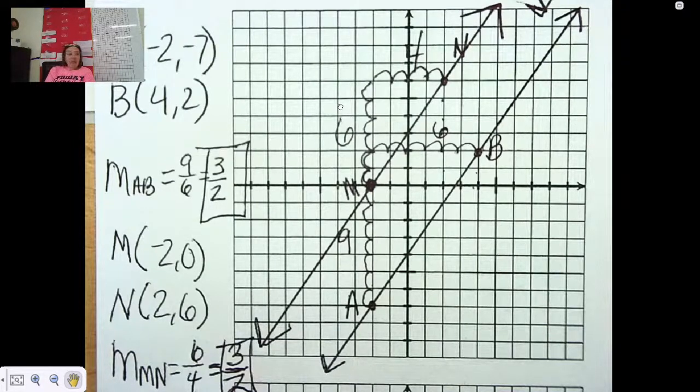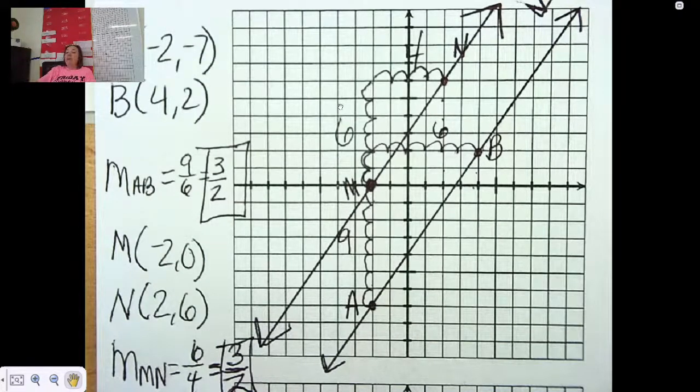They're going to be the same. So if you know 2 lines are parallel, you know they have the same slope. If you know 2 lines have the same slope, you know they are parallel. Does that make sense? All right.